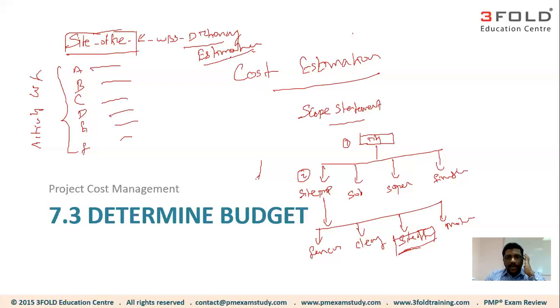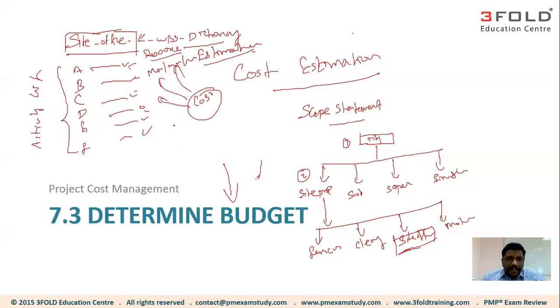Now, when we talk about estimation, the first thing we can do is the resource estimation, meaning what resources we need to perform each of these activities. Those resources include men, machines, materials, and so on. Once we have the list of resources we need, we will then do the cost estimation. How much will these resources cost me? Then what we are going to do in determine budget is, as you could imagine, if this is going to cost me $10,000, this is going to cost me $1,000, this is going to cost me $2,000, and so on, I sum it up.